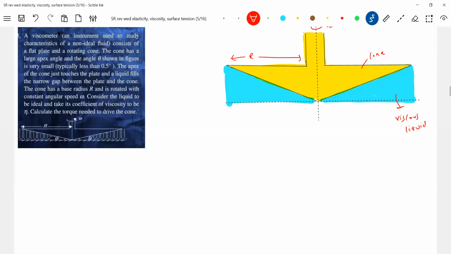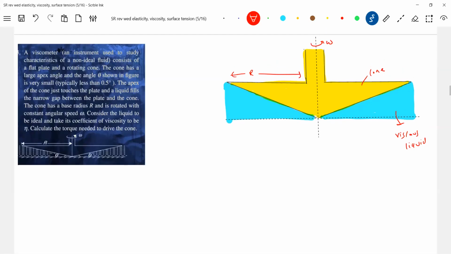Calculate the torque needed to drive that cone. Why is torque needed? Because as you rotate, the viscous liquid which is present here will exert a torque, no? It will exert a force. That force will set up a torque. So we should calculate the torque due to the viscous layer, and I should apply an equivalent opposite torque so that the angular velocity of the cone remains constant. I think this much is what the question is asking.